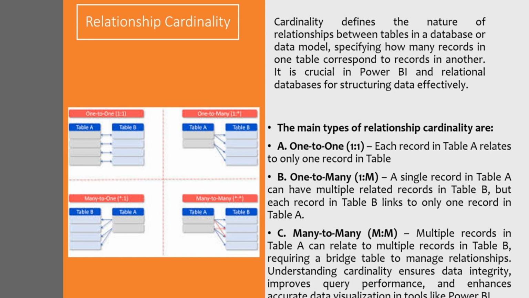Right? So the main types of relationship cardinality are, first, one to one, which is each record in table A relates to only one record in table B. For instance, you have one record in the customer table and one record in the order or sales table.